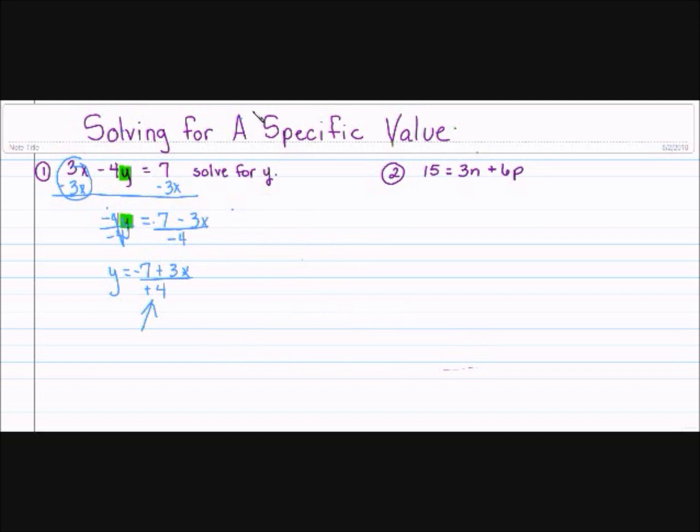In our next problem, we're going to solve 15 equals 3n plus 6p. And we're going to solve for n. I'm going to highlight the n. That way I know what I'm solving for. I'm going to do all addition and subtraction first, moving everything over that I possibly can over to the other side. The opposite of a positive 6p is a negative 6p, and what I do to one side, I do to the other side. I have a negative 6p positive 15 equals 3n.